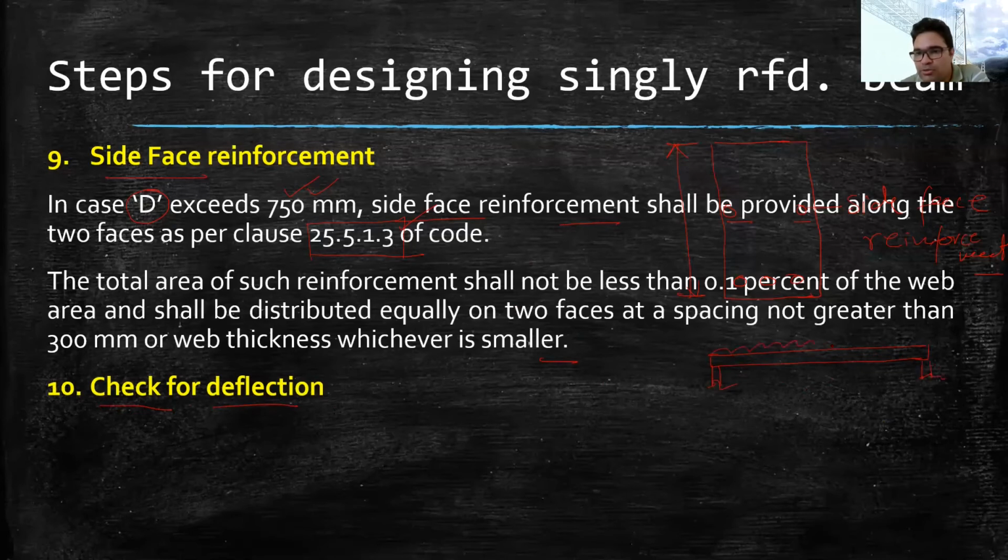Because of this load, this beam deflects like this. So this is the original line of the beam and this is the deflected line of the beam. This vertical difference is called deflection. This deflection should not be very high, and that is why we check the deflection criteria also. Deflection criteria can be checked again as per IS code. So we will see how we check that.